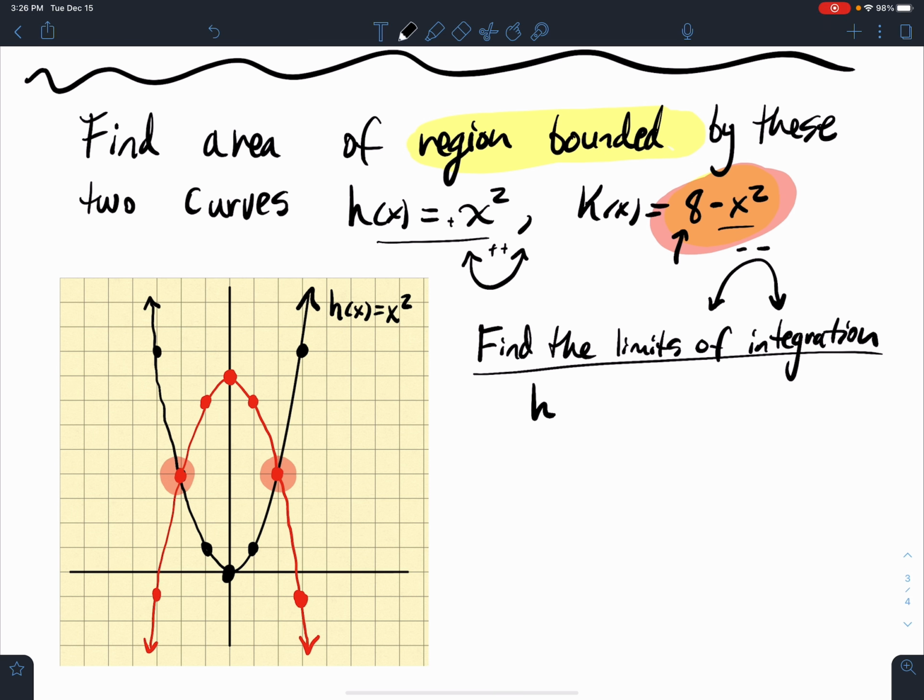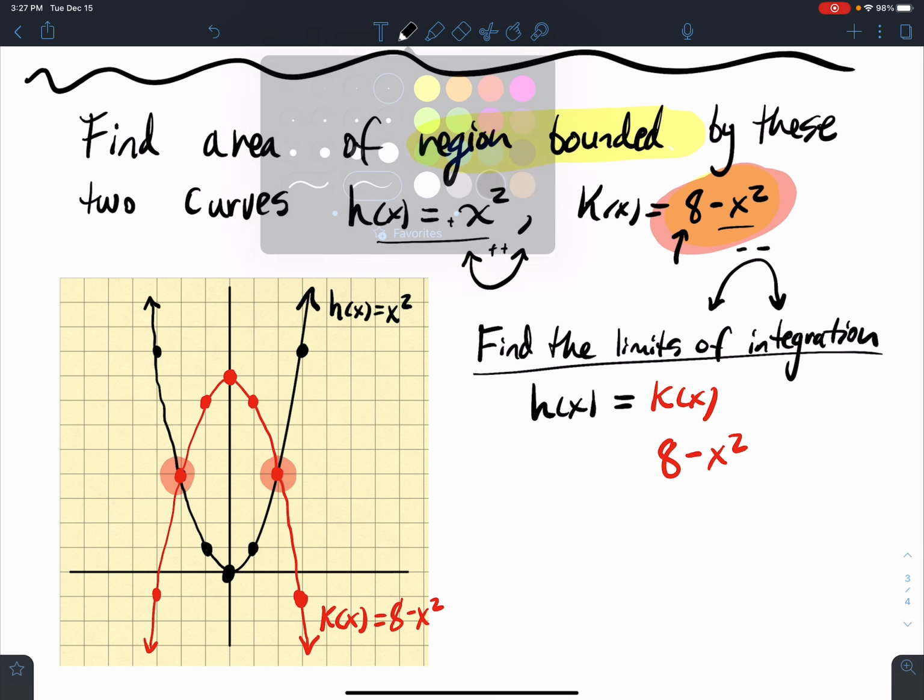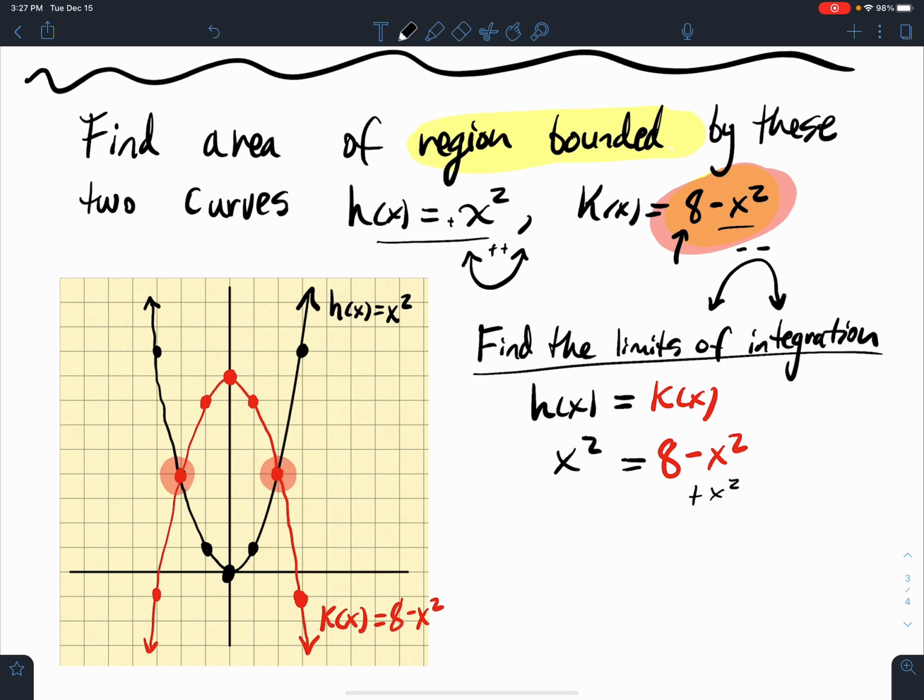I set h of x equal to k of x. Okay, so k of x equals 8 minus x squared. So that's 8 minus x squared is equal to x squared. Now, how do I solve? I'm going to try to get x by itself, so I'm going to add x squared to both sides. So I have 2x squared equals 8, divide by 2, divide by 2, I have x squared equals 4.